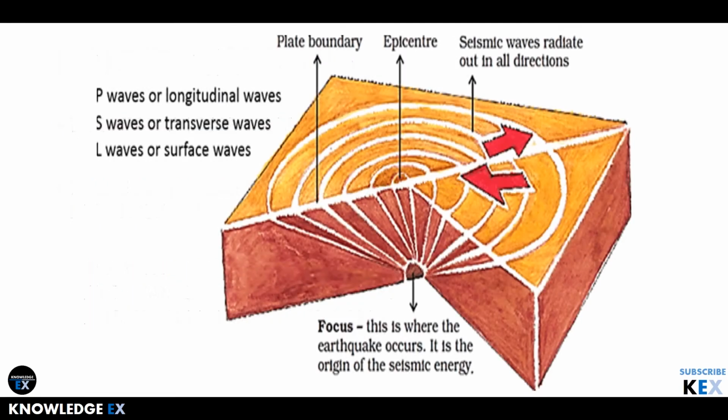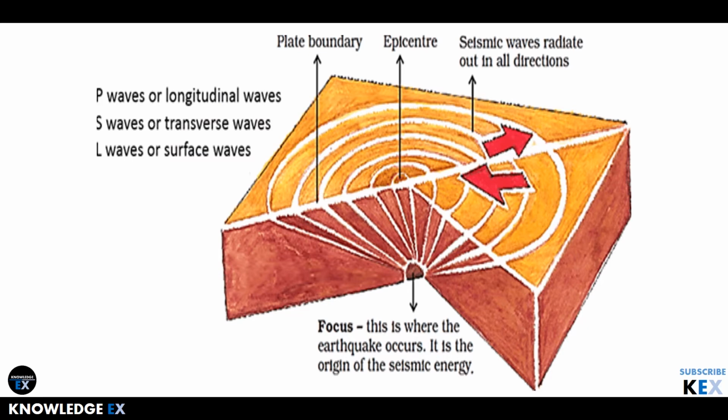As you can see in this picture, there are two tectonic lithospheric plates. One is moving towards the right, and the other one is moving towards the left. And the place where those two plates are colliding is the focus. This is where the earthquake occurs, and it is the origin of the seismic energy. What is seismic energy? The energy generated by the collision of the two plates leading to the earthquake is called seismic energy. And the epicenter is 90 degrees above the focus, on the surface of the earth, whereas the focus is deep down in the crust.